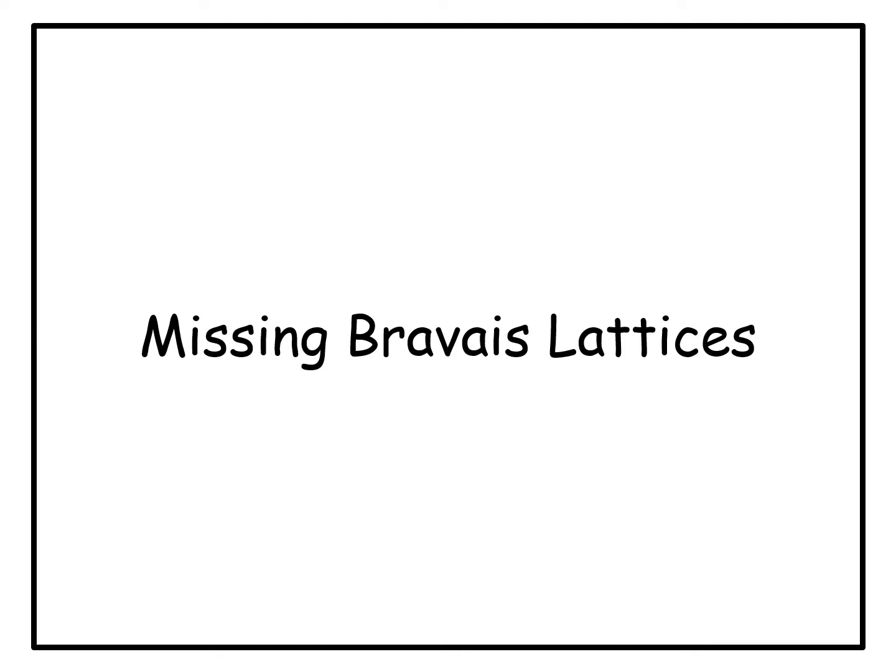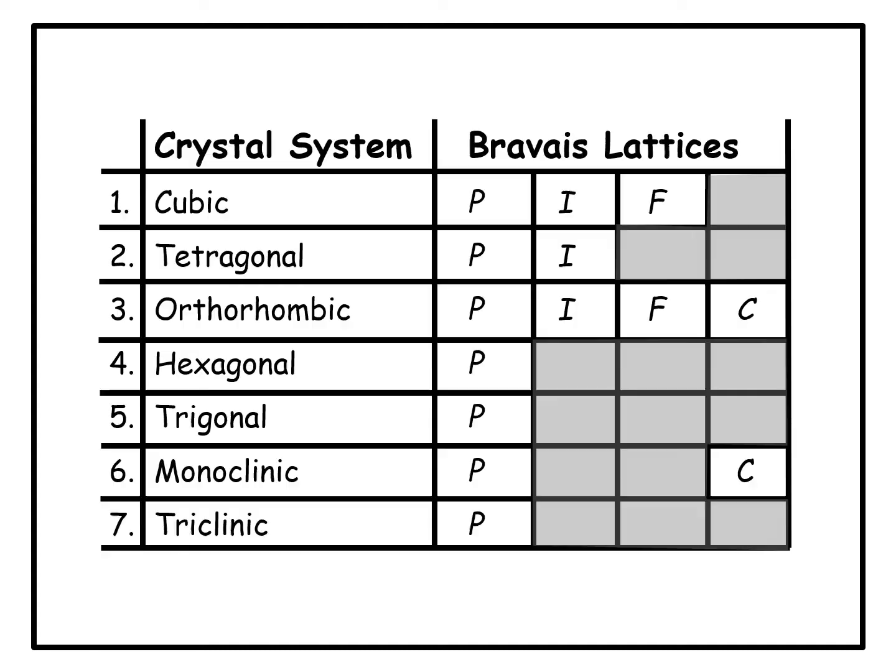In this video, we will be discussing a very interesting question of missing Bravais lattices. We have seen in a previous video that lattices are classified into 7 crystal systems listed here as cubic, tetragonal, orthorhombic, hexagonal, trigonal, monoclinic, and triclinic.